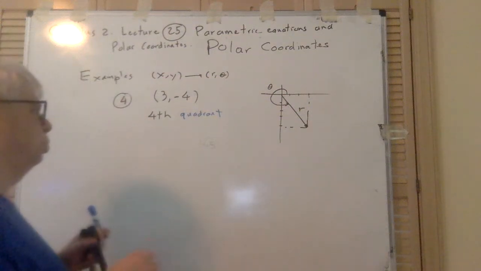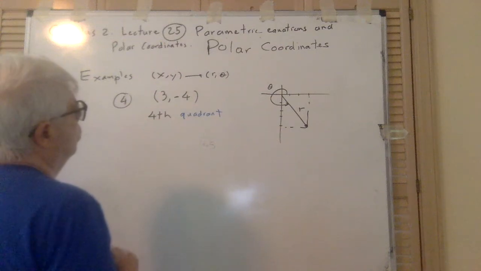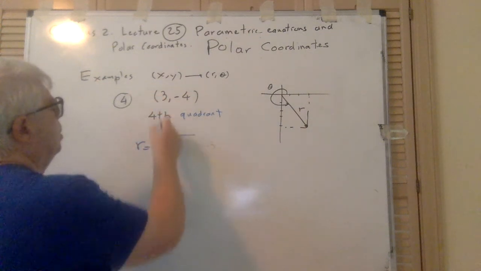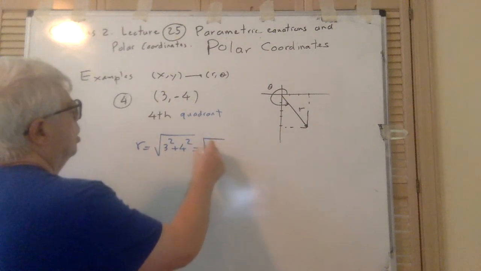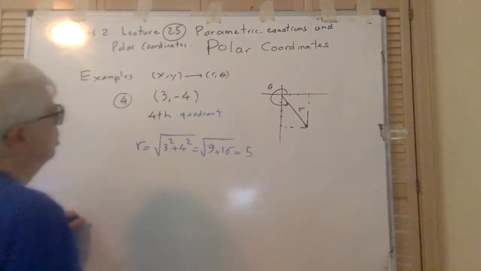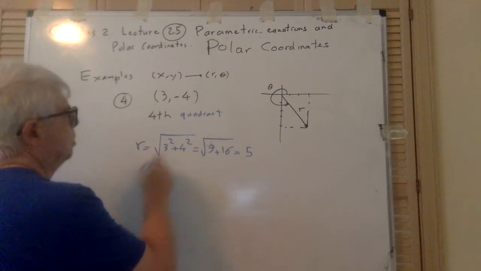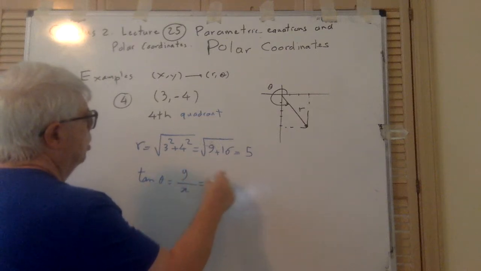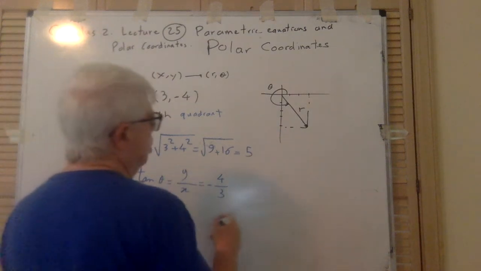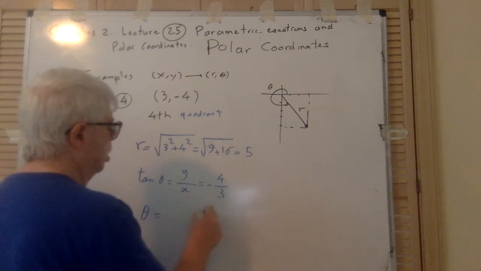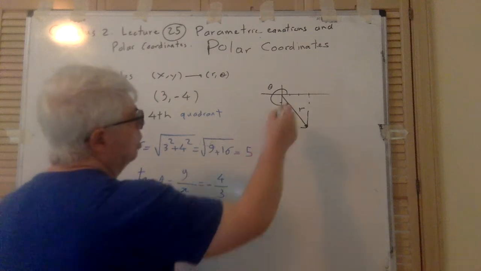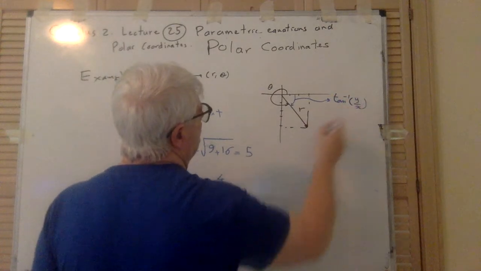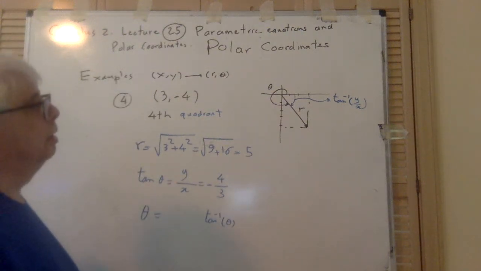In this case you say, gee, this is too close to what I need, okay. So in the fourth quadrant, I have r still 3 squared plus 4 squared, which is 9 plus 16, which is 25, so R is 5. Tangent theta is y over x, and that is minus 4/3. And tan inverse gives me this, a negative angle. How can I get the other one?